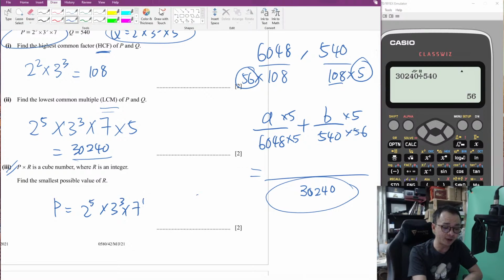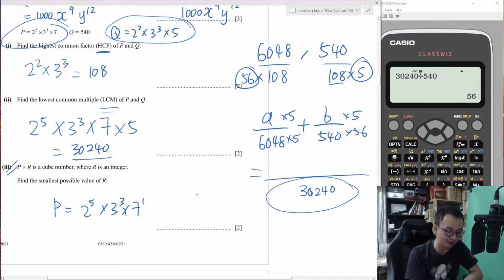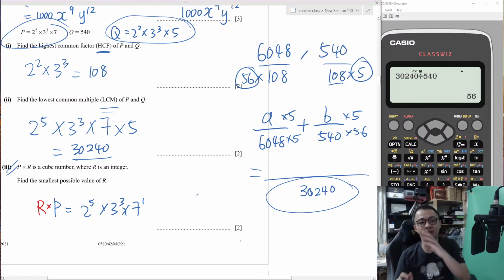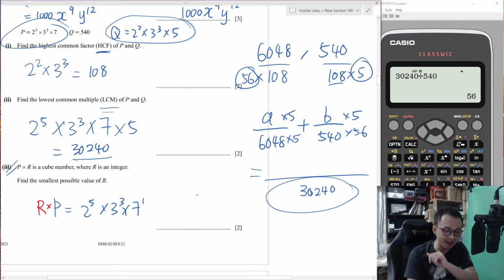Alright, then I will need to multiply the R. After I multiply the R, I need to make this number become a cube number. The meaning of cube number is that all the prime numbers must have a power which is a multiple of 3. So you realize this is 5 only. I want to make it a multiple of 3, so I need to plus 1, make it 6.